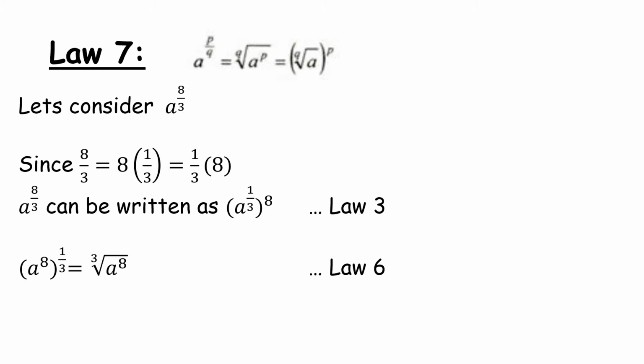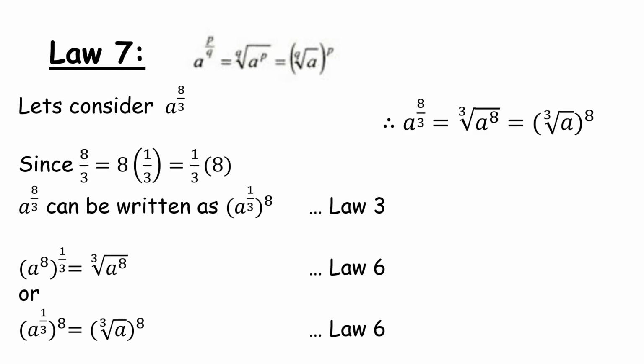So breaking that down, I can take that power of a third using Law 6 and simply apply the cubed root to it. Or, working the other way, I can say let's take a to the power of a third to the power of 8, which then breaks it down to the cubed root of a to the power of 8. So we can see how both of these versions we can get to by using Law 6, and it just depends which we do first. And like I said, order does not matter. So therefore, a to the power of 8 over 3 is equal to either the cubed root of a to the power of 8 or the cubed root of a all to the power of 8.